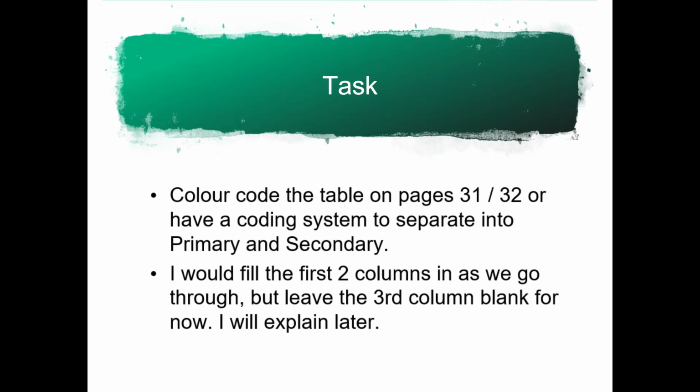So the primary hazards are lava flows, pyroclastic flows, ash cloud, bombs, gas. The secondary hazards are lahars, landslides, tsunamis, jokulhlaups, and climate change. So you could either give them a different colour, you could use the letters P and S, you can have symbols, I'm really not bothered. But could you please, before you go any further, have some kind of system?